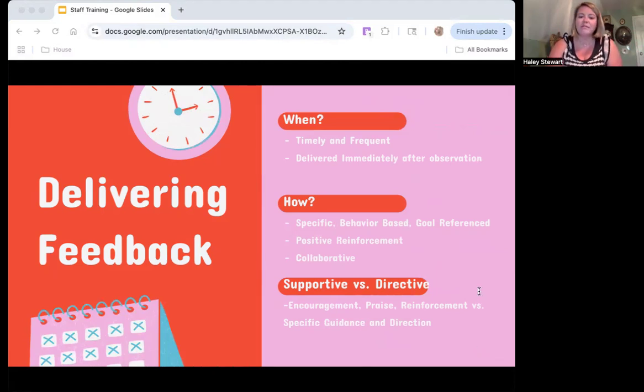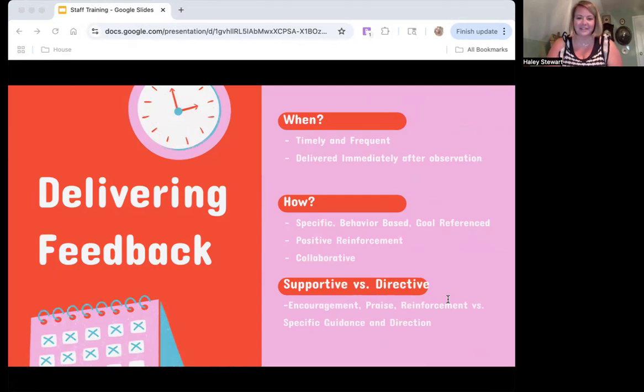So supportive feedback means that we are focusing on encouragement and praise and reinforcement of behaviors that could already be meeting expectations. We would use supportive feedback to help maintain or increase motivation, build rapport, and reinforce correct or desirable performance. An example of doing this would be like, hey, you did a great job using behavior-specific praise during the session.